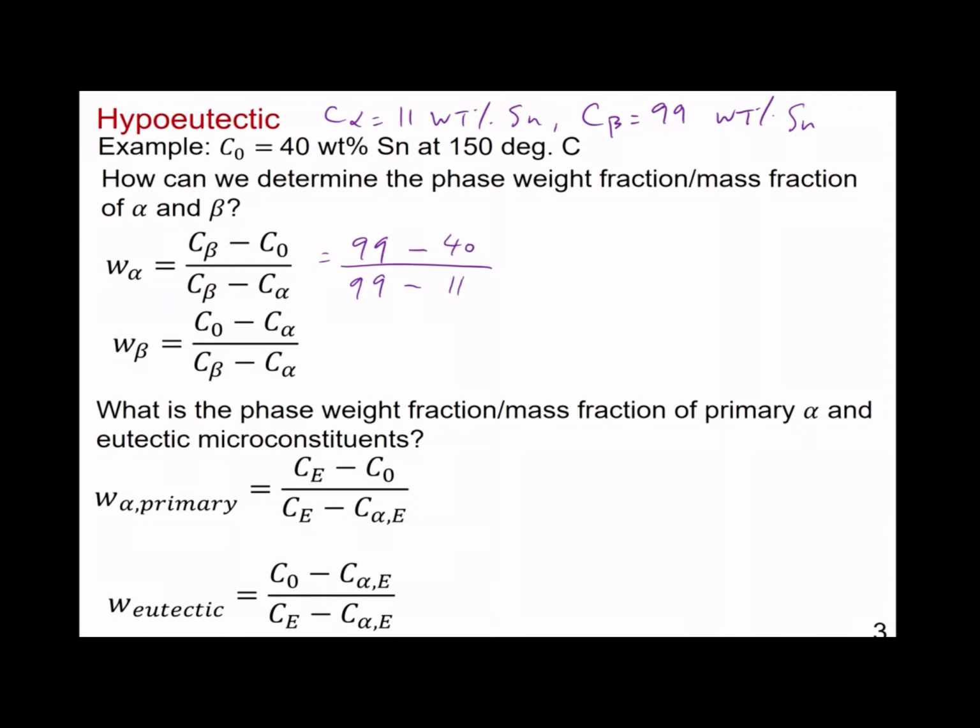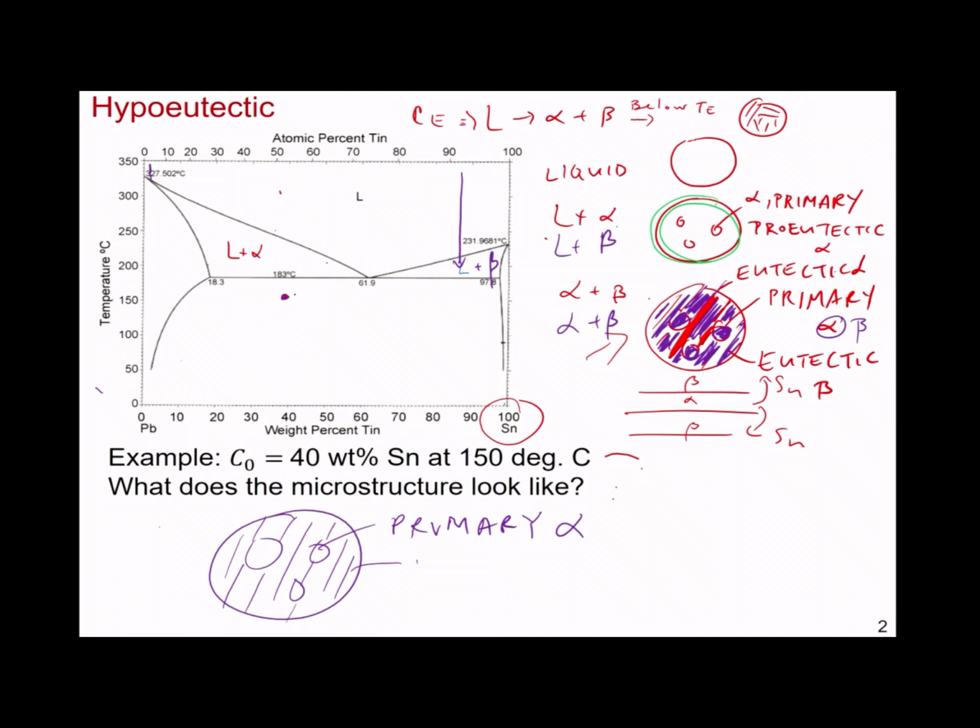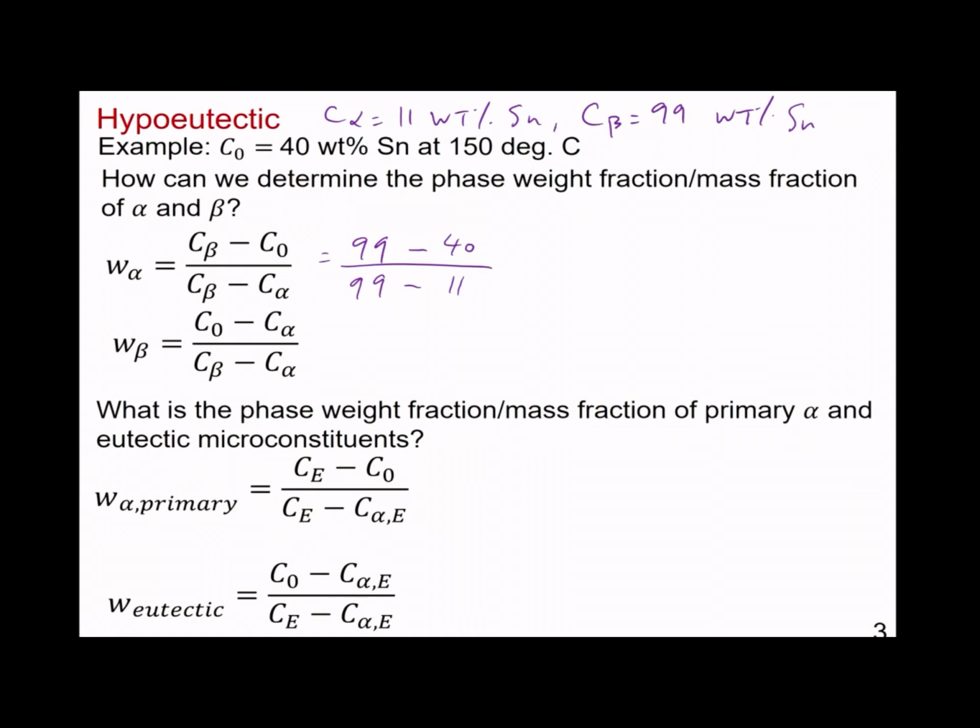So what is it that we're doing graphically? C beta is right here. Okay, it does not seem to want to register. So for calculating the phase fraction of alpha, we're dividing this segment by the entire segment, by the entire length. That's all we're doing. We're implementing the lever rule like we did for isomorphous binary phase diagram to now eutectic. So that's what we just did graphically.